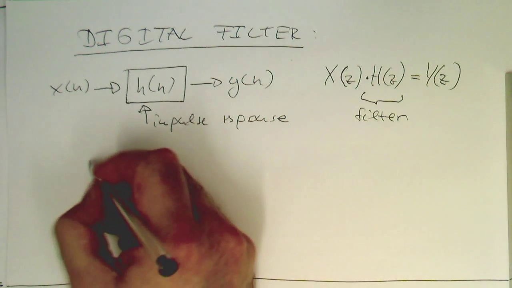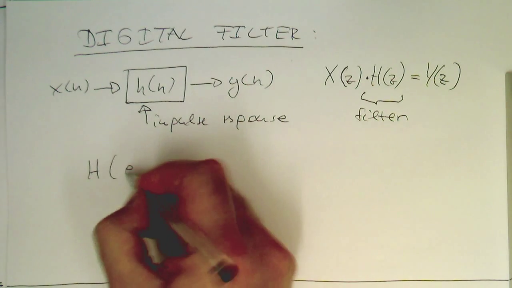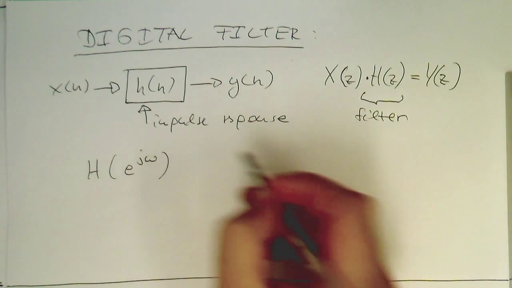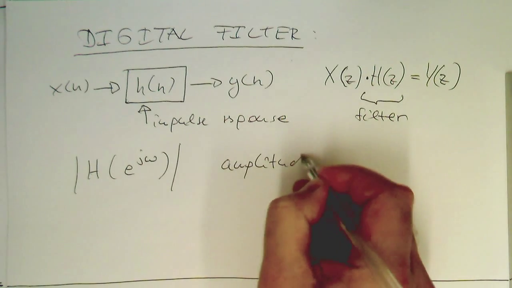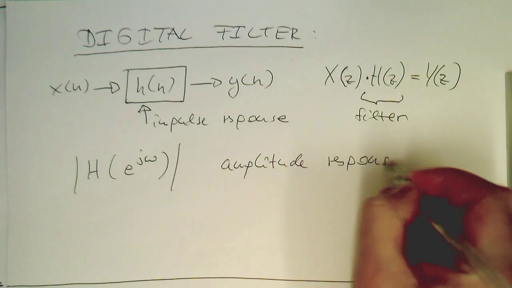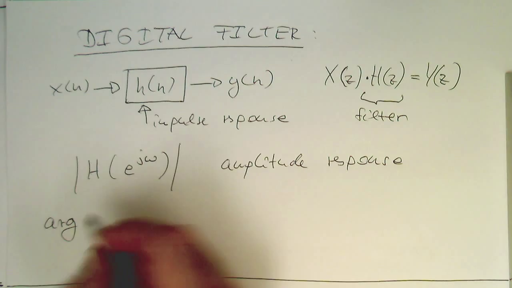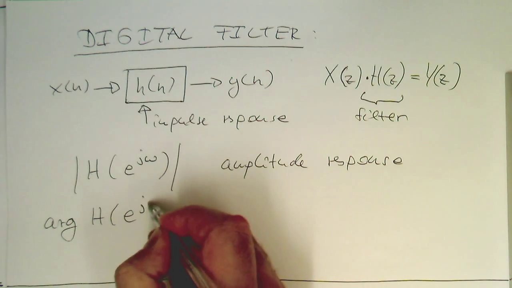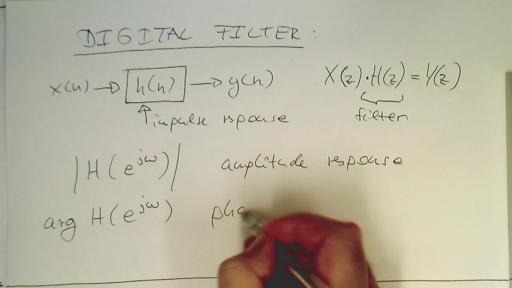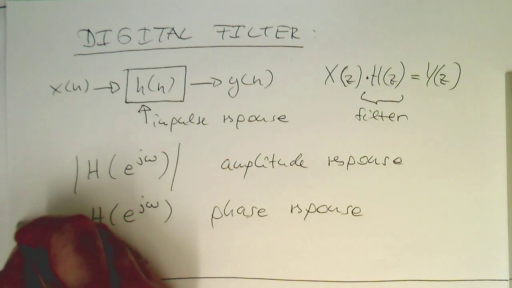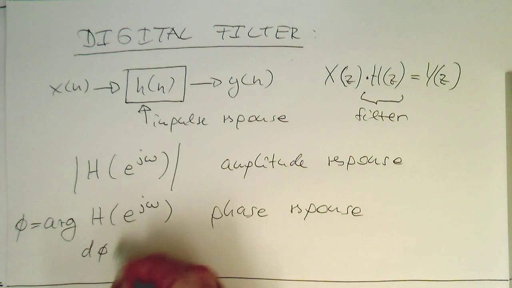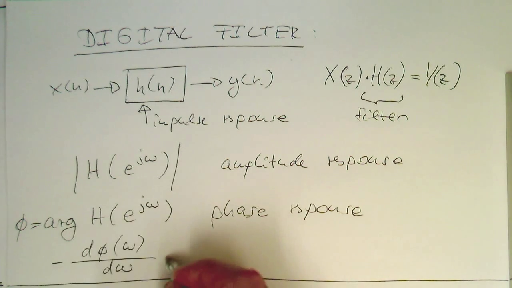So we know that in order to characterize our filter, we can generate a frequency response with this term here, e^(j omega), and this gives us the amplitude response. And with the argument of H of e^(j omega), we're getting the phase response. If we define this here as phi, then d phi of omega divided by d omega gives us the group delay. So this is here tau g.